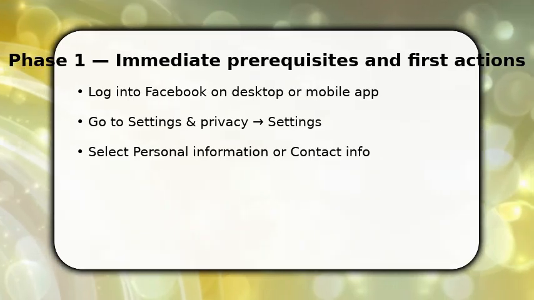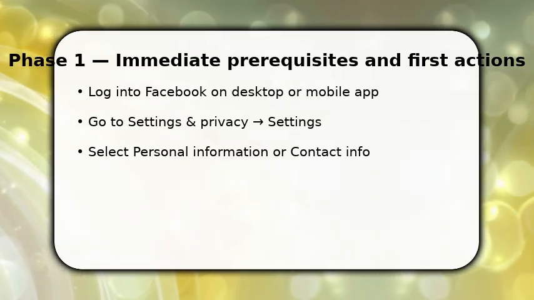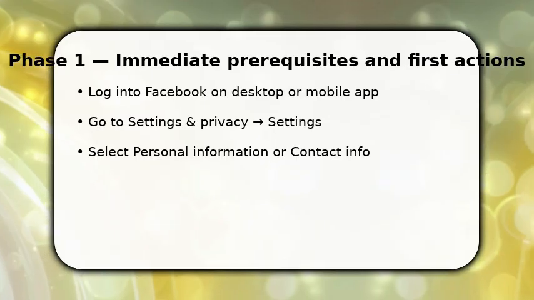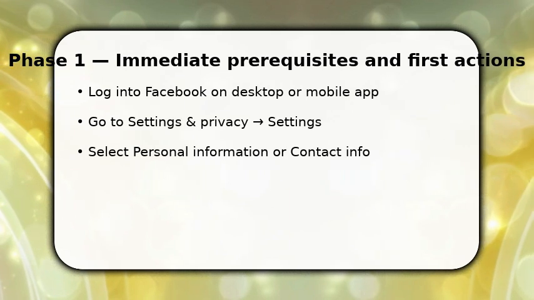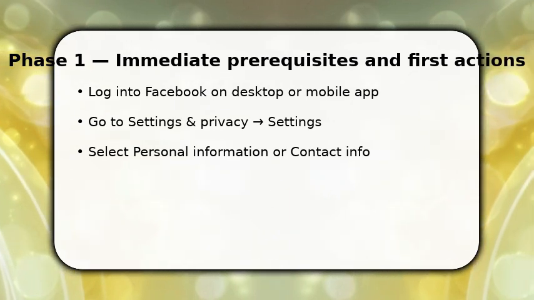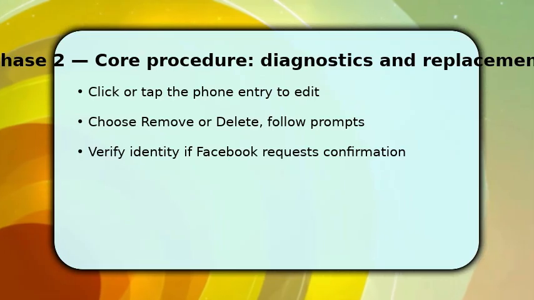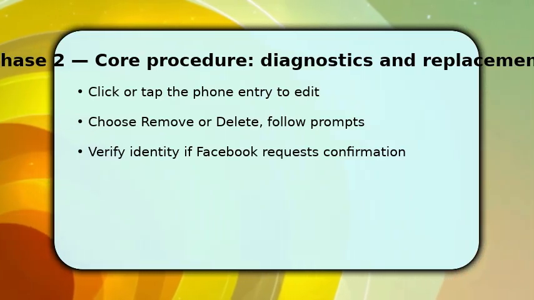Make sure to confirm you're in your main profile, because business pages use different controls. Now locate the phone number you plan to remove and get ready to edit it. Now tap the phone entry to open editing options. You'll see Remove or Delete. Choose Remove and follow on-screen prompts.